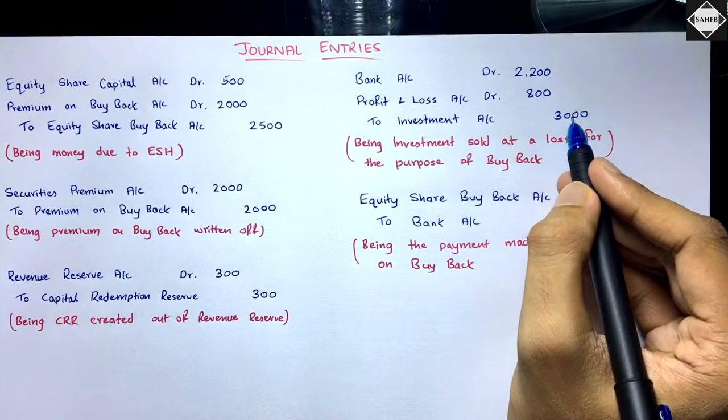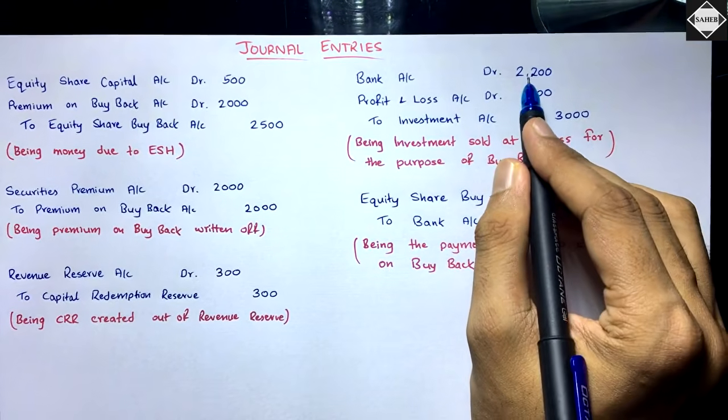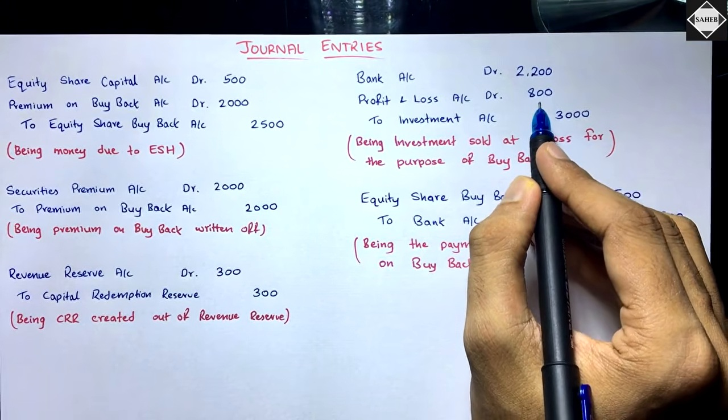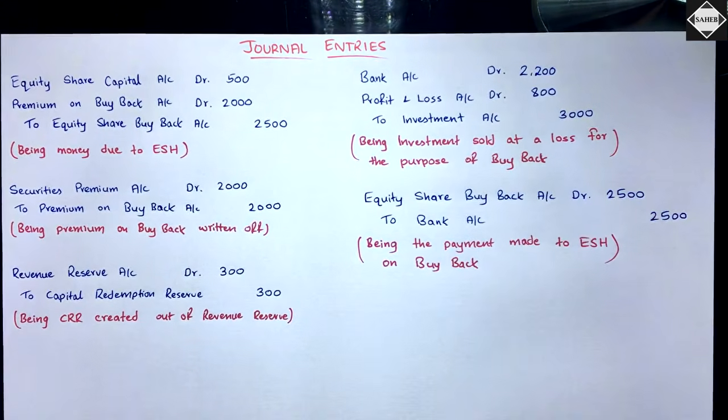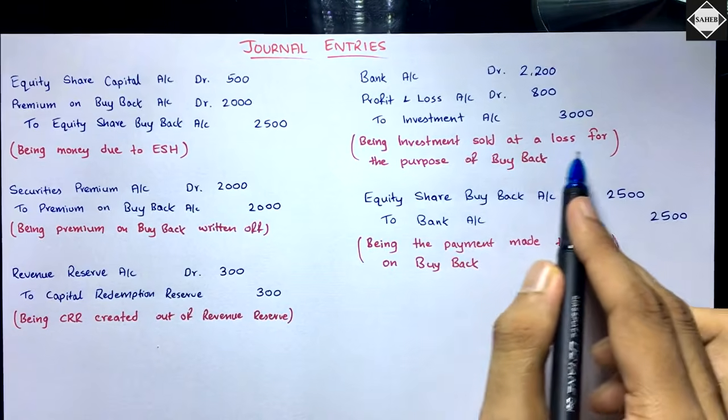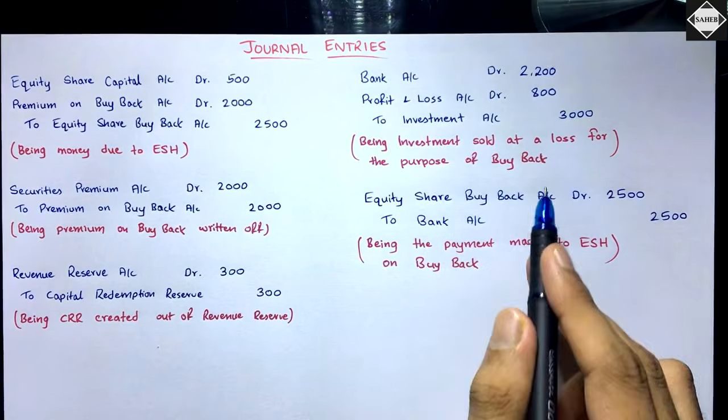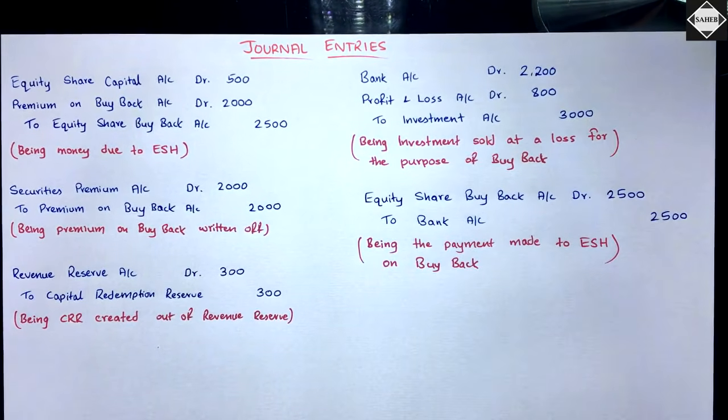Book value is 30 lakh. We have sold it off for 22 lakh. So the loss is 8 lakh. Losses are always debited. So we will debit profit and loss account 8 lakh. Clear? Being investment sold at a loss for purpose of buyback. Clear? Next, what you're going to do?